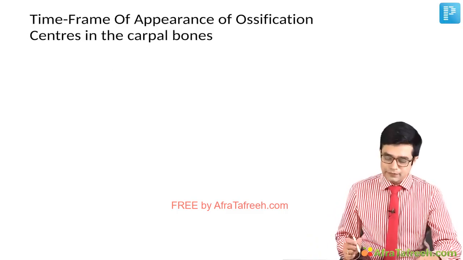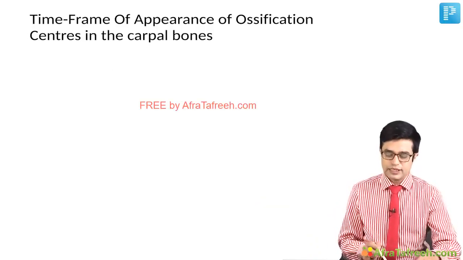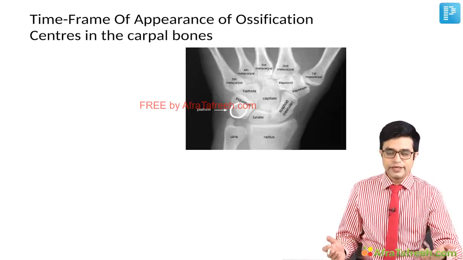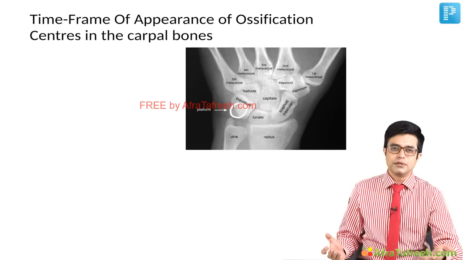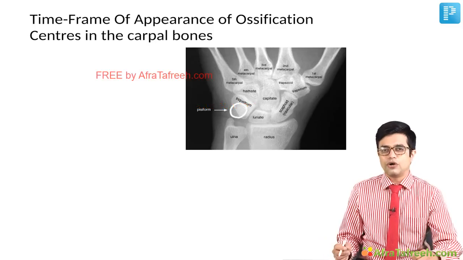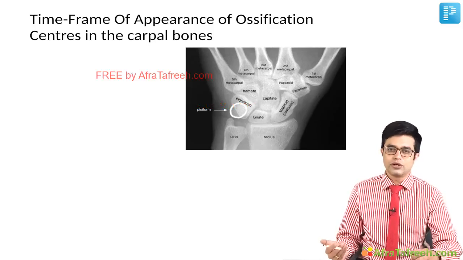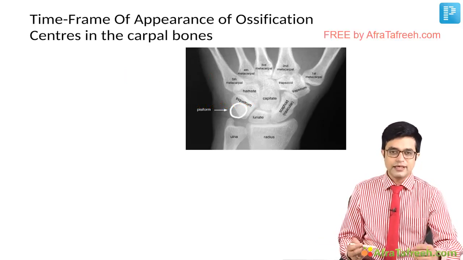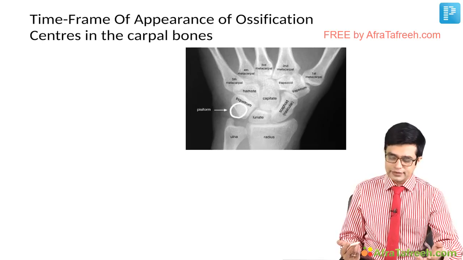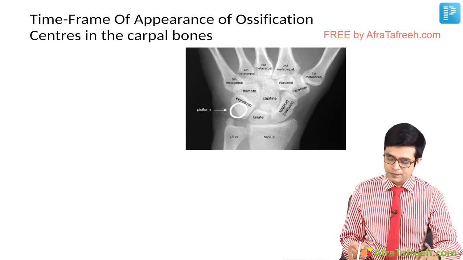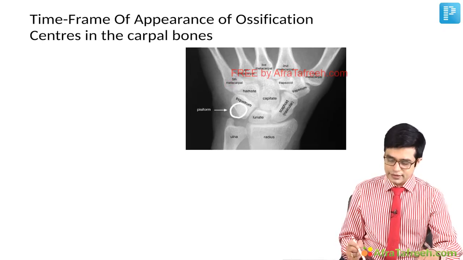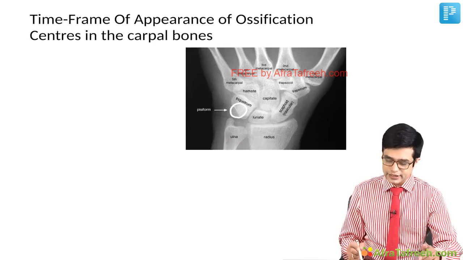Next we come to the time frame of appearance of ossification centers in the carpal bones. Now the carpal bone, if you look at the carpus, the wrist X-ray of an adult, it looks something like this, where all the ossification centers are normally present. So what we are interested in is looking at the various carpal bones. So these are the 5 metacarpals, right? We are not interested in that. This is the radius and ulna. We are not interested in that. It is the central part we are interested in.